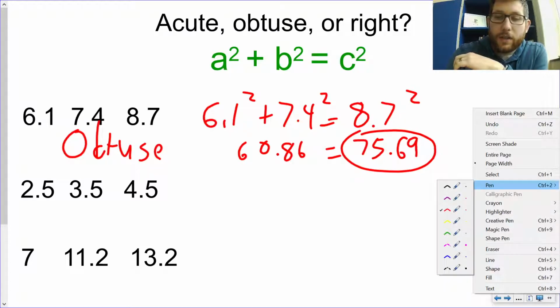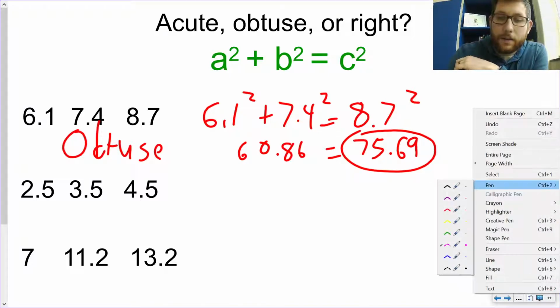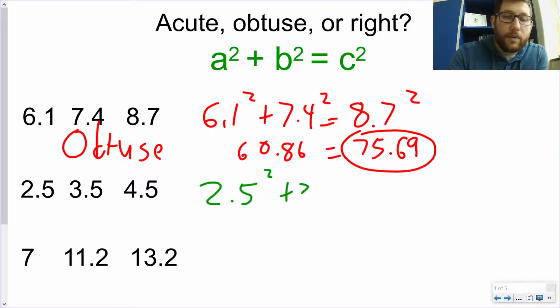I'm going to switch colors here. I don't know if we're going to be able to see yellow. Let's do green. Come on. I can do it this time. Here we go. All right, same thing like before. We are going to go ahead and plug these in. I get 2.5 squared plus 3.5 squared. And we're going to ask the question, is it equal to 4.5 squared?